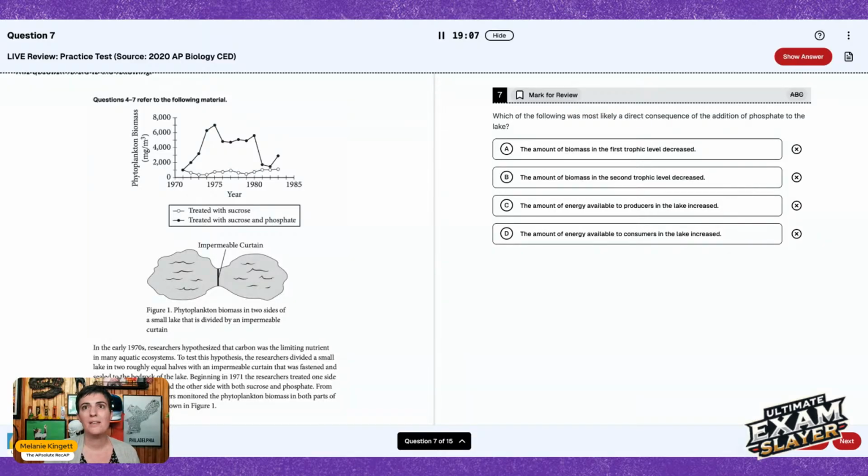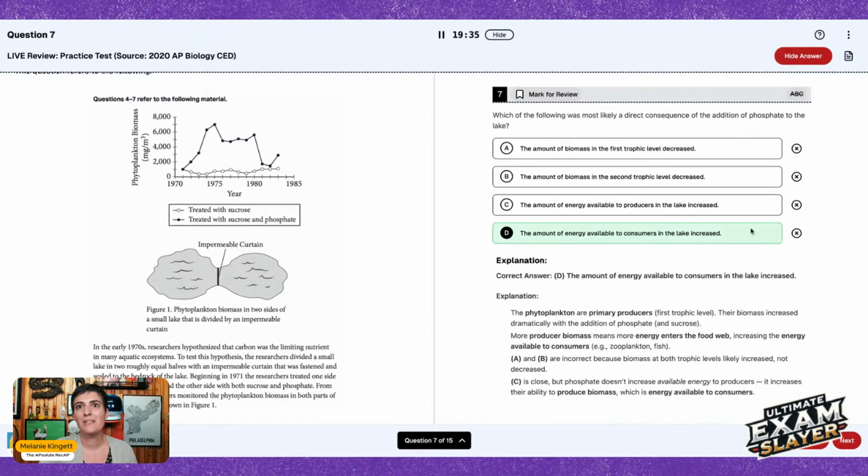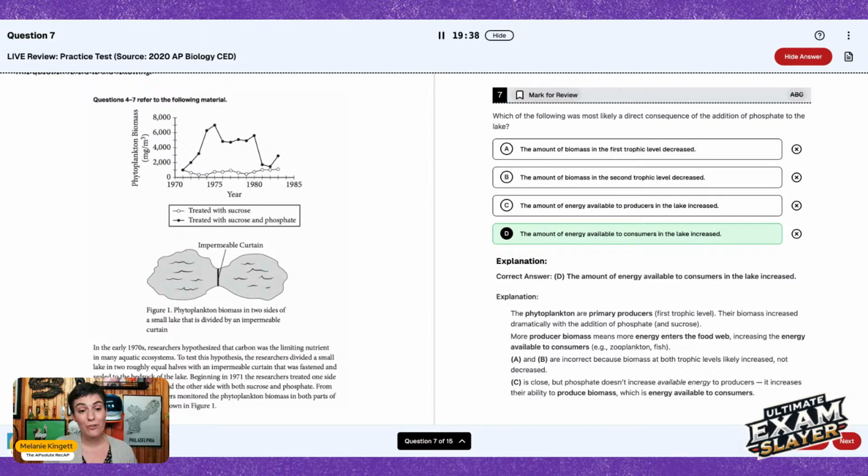All right, I want to talk about choice C. The amount of energy available to producers in the lake increased. Producers capture energy from sunlight, or chemosynthesis too. The only way for C to be true, and I can see some of my own students in the chat who chose C, would be increasing available sunlight. And so C cannot be the answer. So let's choose D and click show answer. And D is correct. So be careful. Just because we're talking about producers doesn't mean that that's going to be the response that we're looking for.